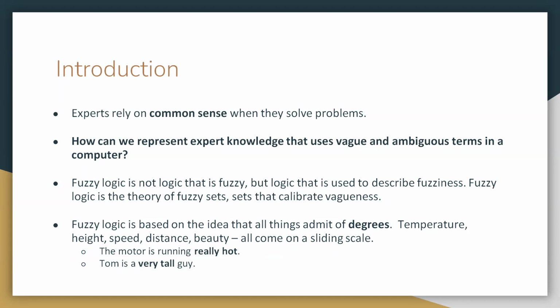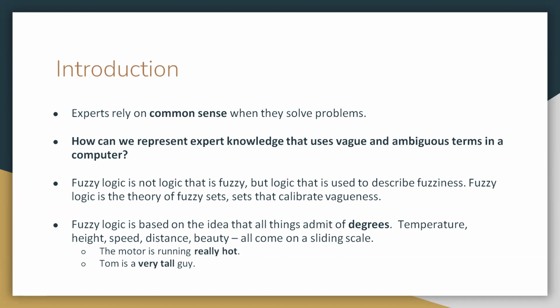But fuzzy logic is basically not a logic that is fuzzy, but it's logic that is used to describe the term fuzziness. You cannot say, because fuzzy is basically a negative term, that is why the scientists were not in support when fuzzy logic came into existence. So fuzzy logic is a theory of fuzzy sets, and the fuzzy sets are nothing but that which describes vagueness. So fuzzy logic is based on the idea that all things admit of degree.